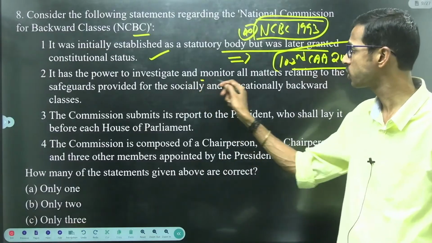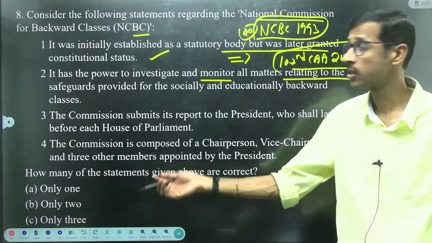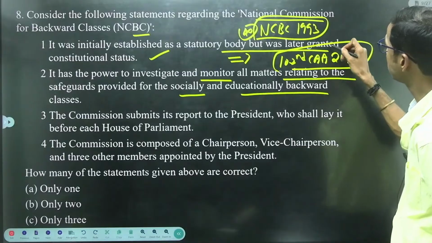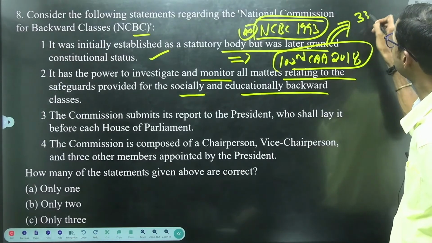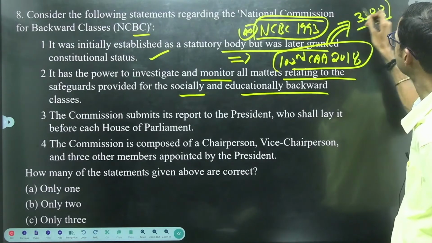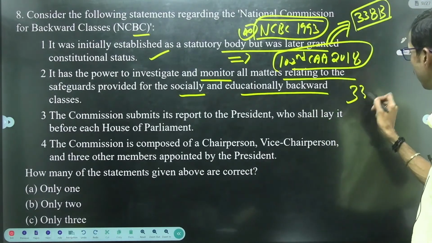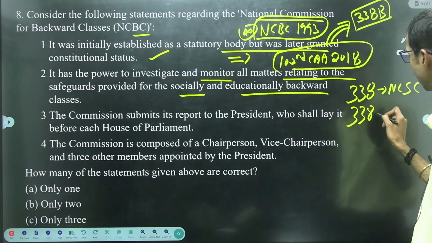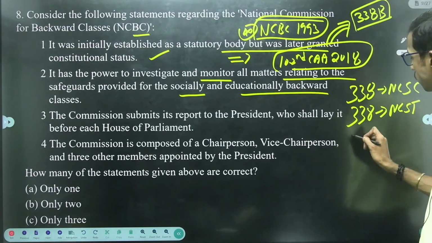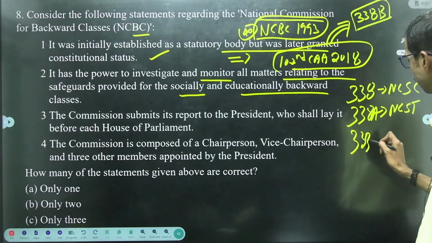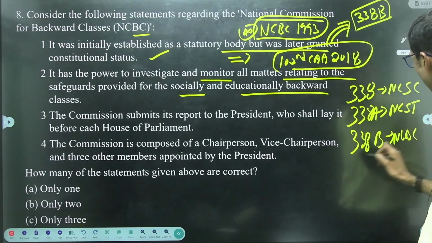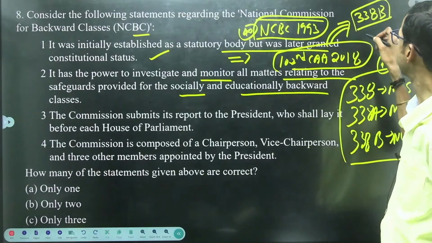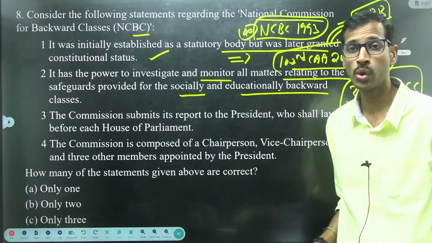It has the power to investigate and monitor all matters relating to the safeguards provided for the socially and educationally backward classes, right? We have certain powers. So this amendment included Article 338B, right? We have 338 related to the National Commission for SCs. We have 338A, the National Commission for Scheduled Tribes. 338B is for the National Commission for Backward Classes. These three articles are very important. We have already discussed them in the previous classes, right? So 338B was included by this amendment.